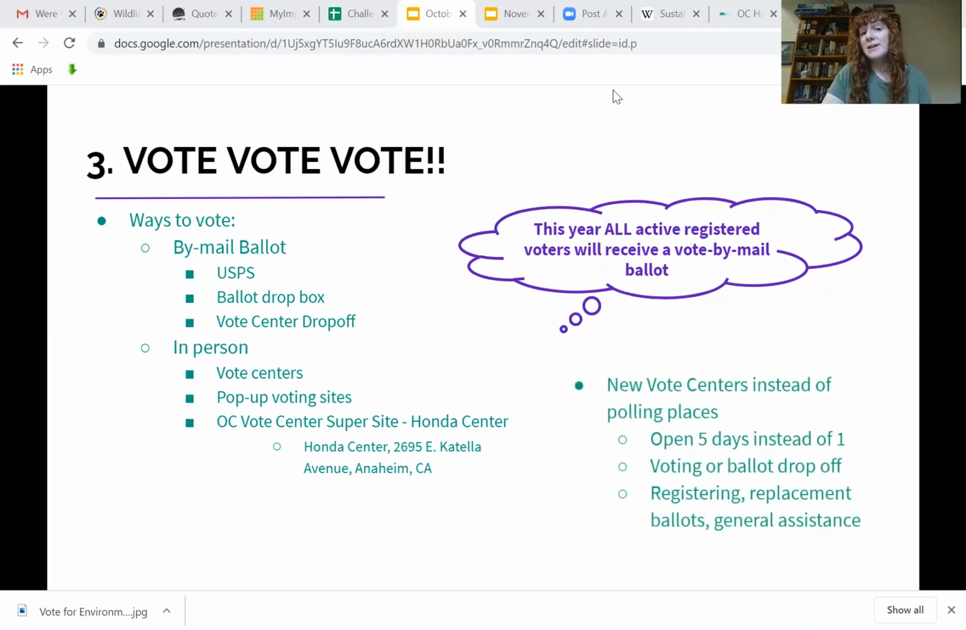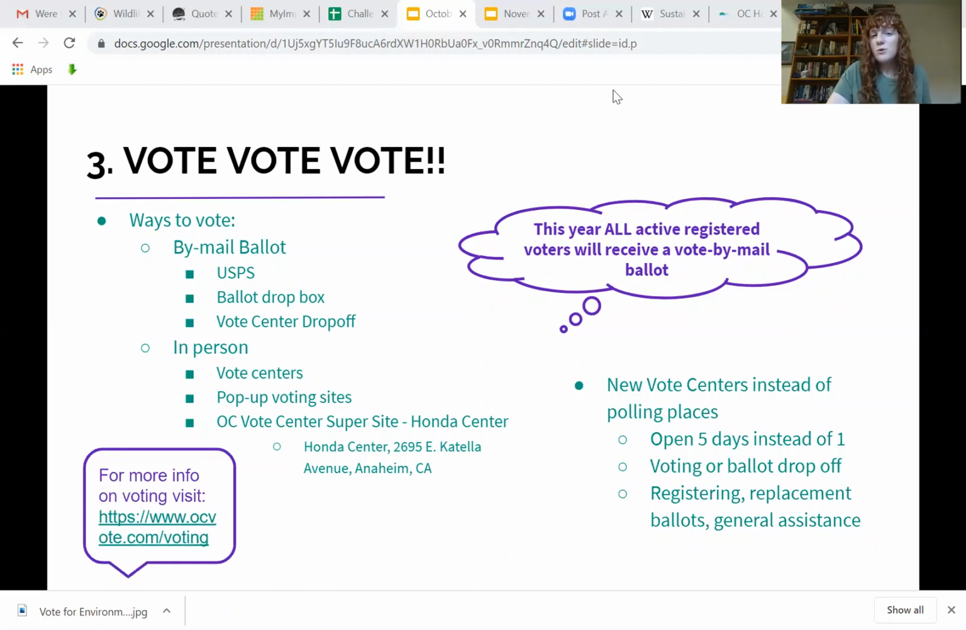Also, something to keep in mind is that polling places have been replaced by vote centers, which are open for 5 days instead of 1. So the 5 days leading up to the election, you'll be able to vote. You can go there and vote in person, or you can drop off your ballot like I talked about, or you can just get any assistance you might need, whether it's registering or getting a replacement ballot.